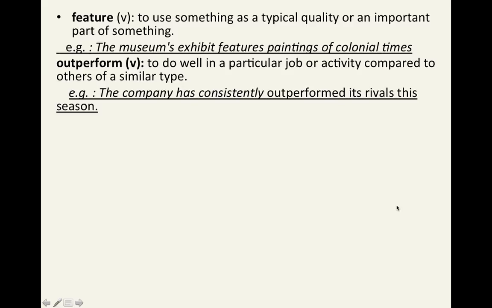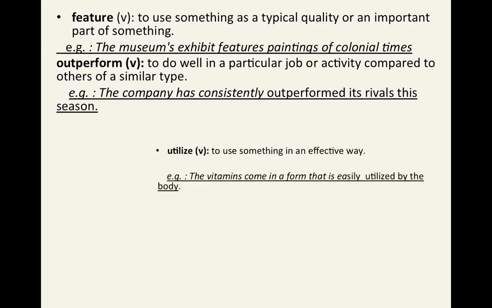Feature is a verb, outperform is a verb, okay? And outperform is a combination of two words, out and perform. It's very common. Out will be combined with other verbs to become one word, and they mean similarly. If you come across other words with this kind of combination, you can put them together to compare them. Why do we use out to mean something better?